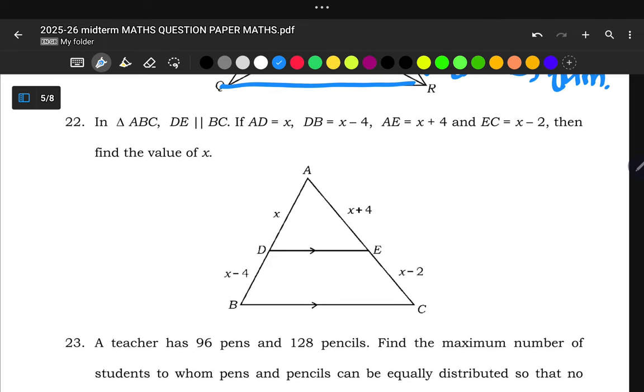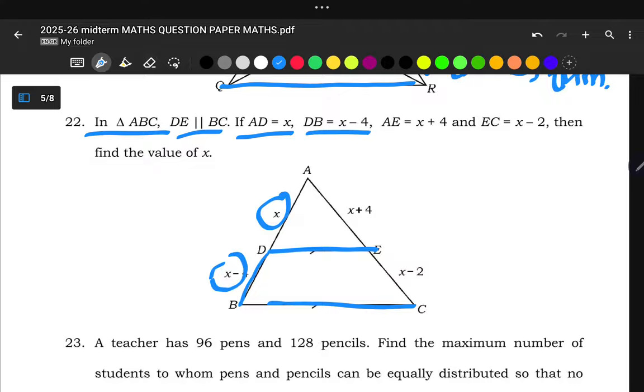Now look here. Question number 22. This is also from similar triangles. In triangle ABC, DE parallel to BC is given. AD equal to x, DB equal to x minus 4, from here to here. AE equal to x plus 4, from here to here, given. And EC equal to x minus 2, this is given.